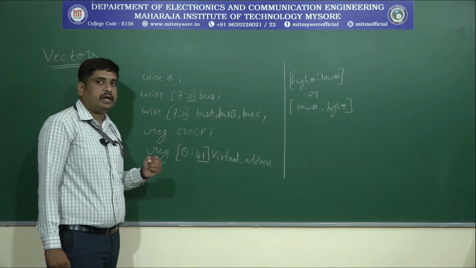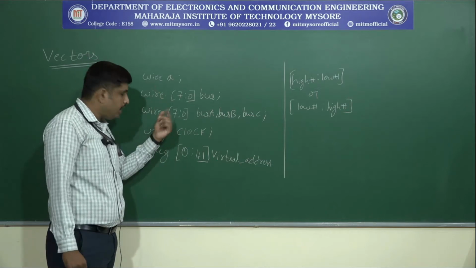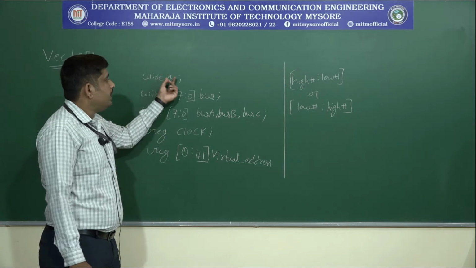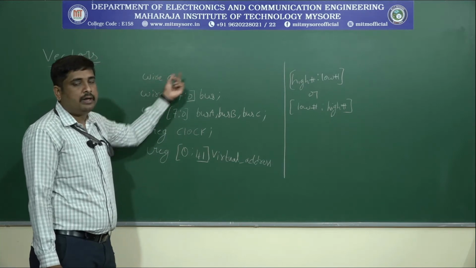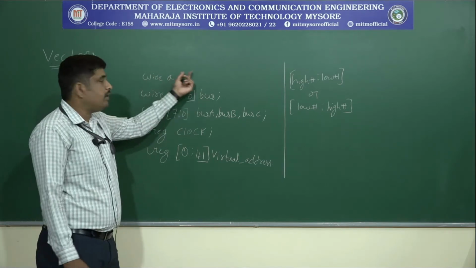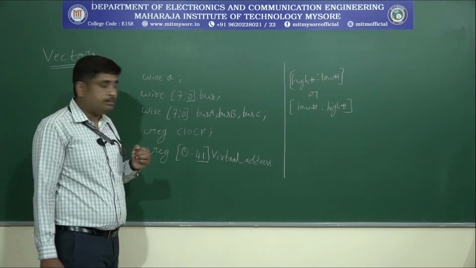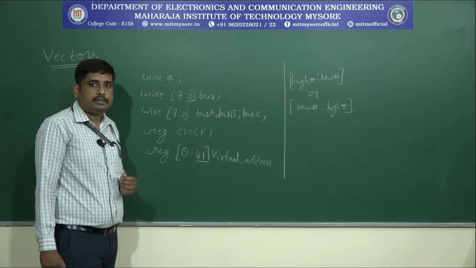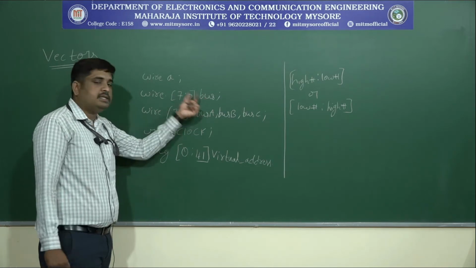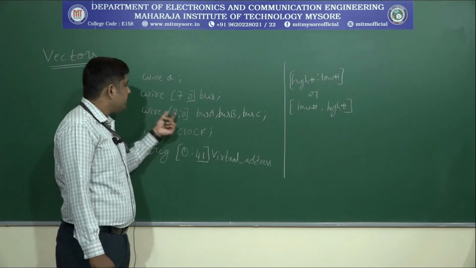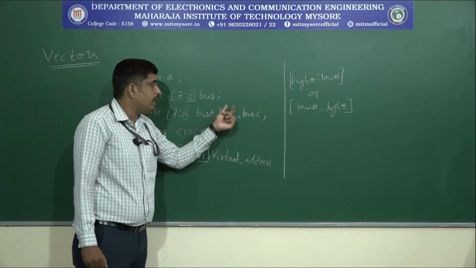In the first example, assume either a wire or a register. First, wire A. Here it indicates A is a single bit, so we call A a scalar. By default it's a scalar, since we have not mentioned any bits here. Let us take the second example: wire [7:0] bus. It indicates the bus is 8 bits. Next we consider wire [7:0] bus A, bus B and bus C.